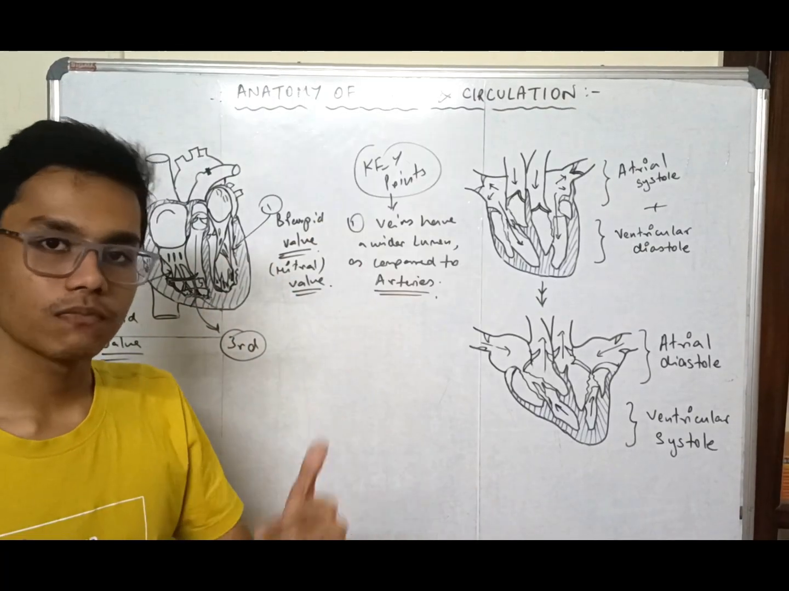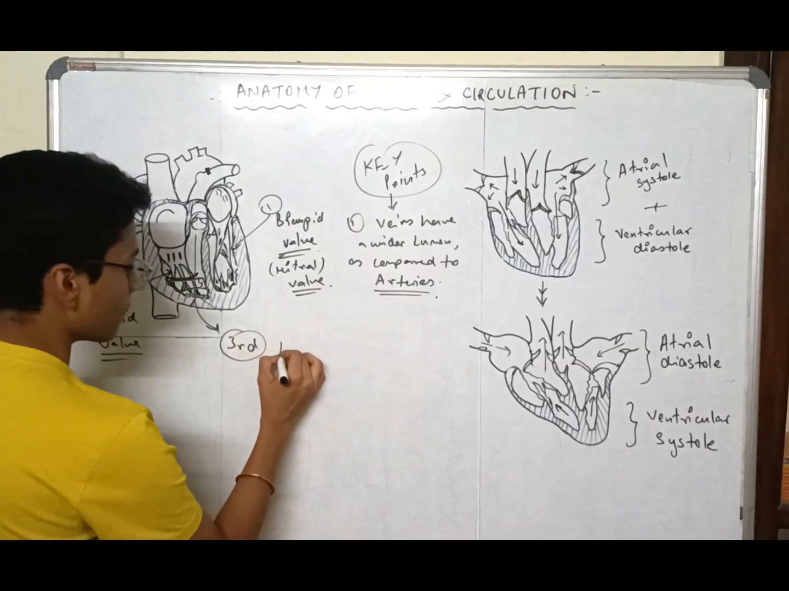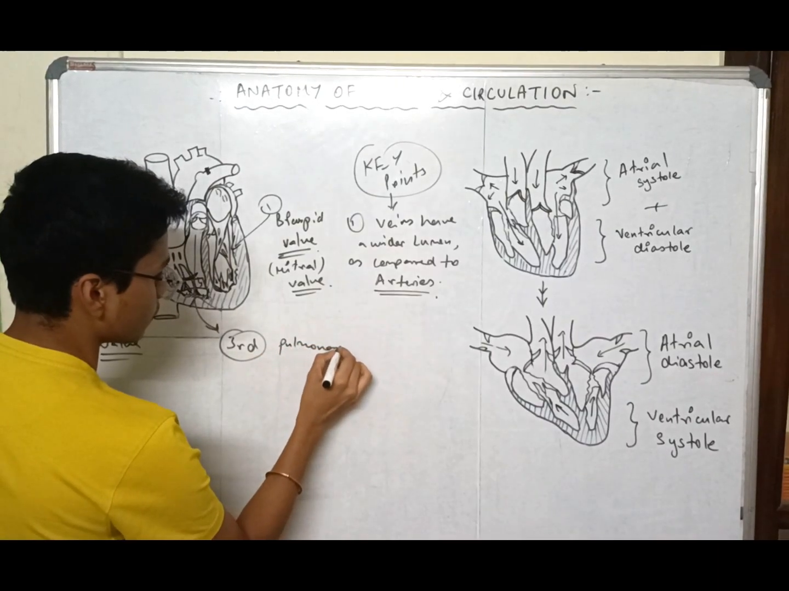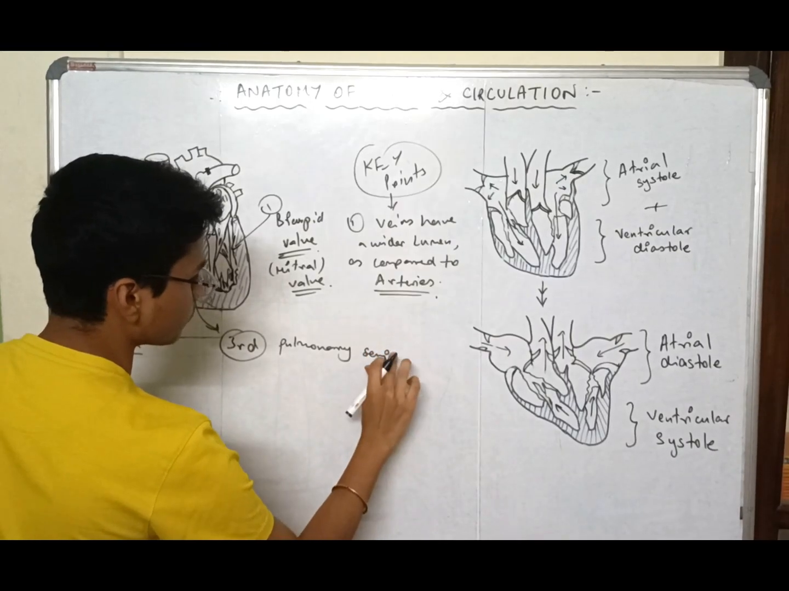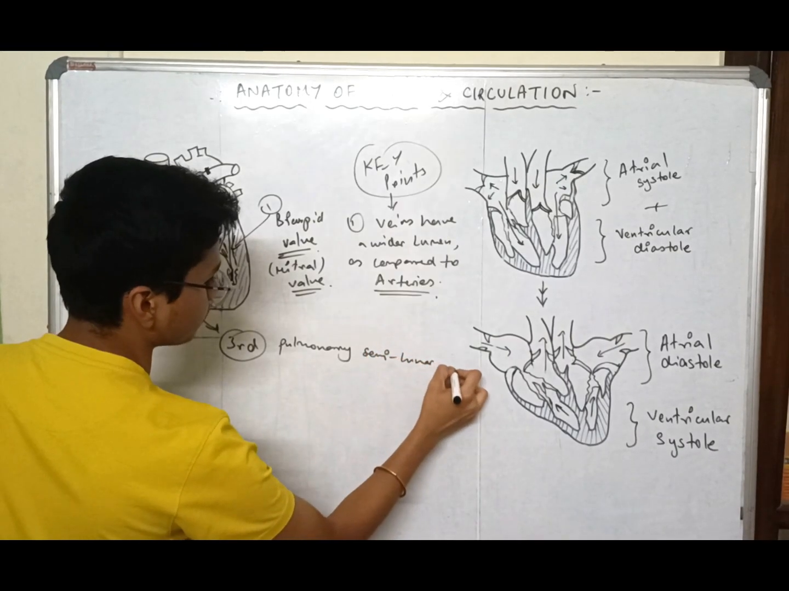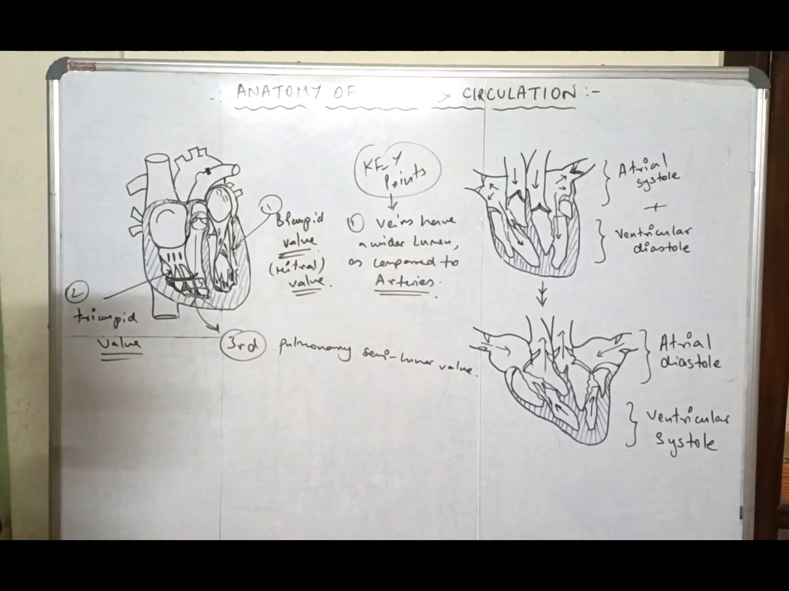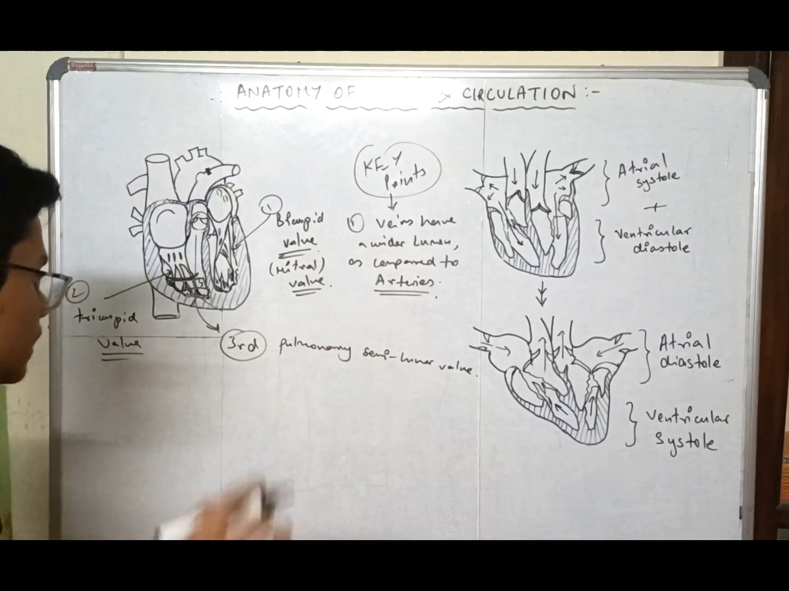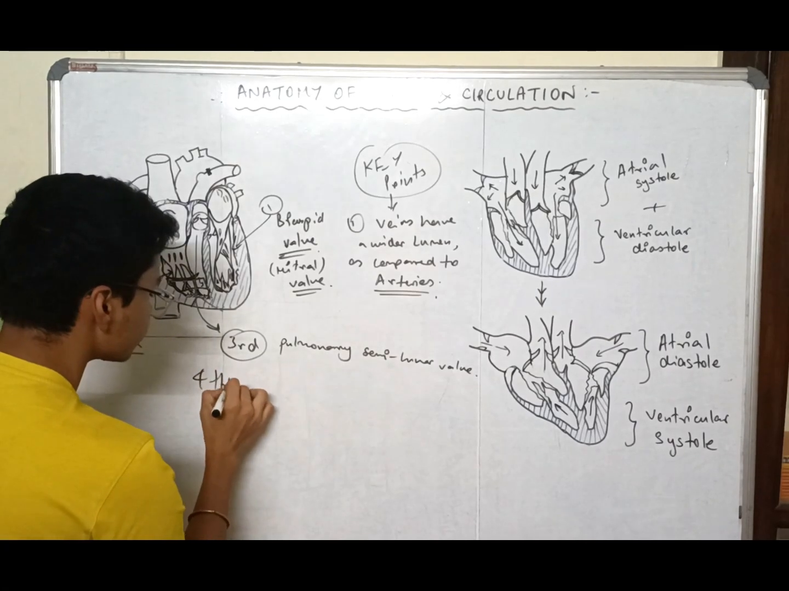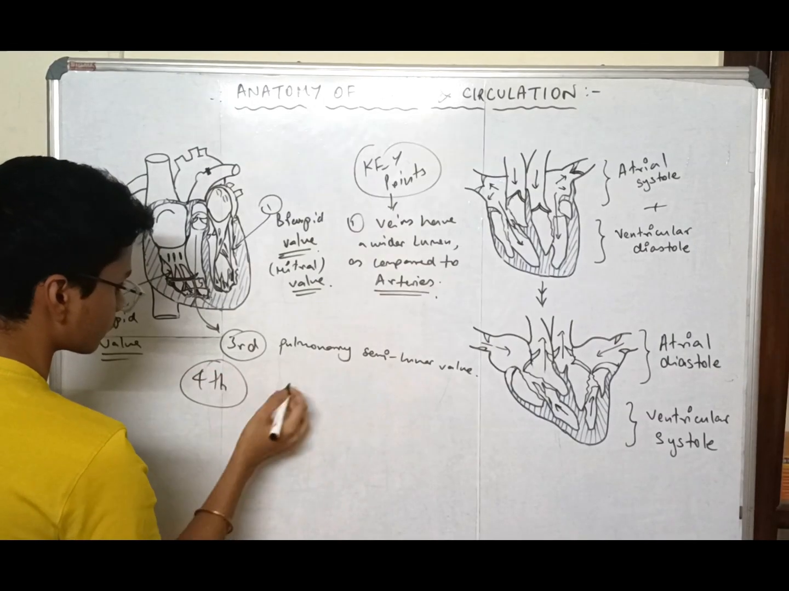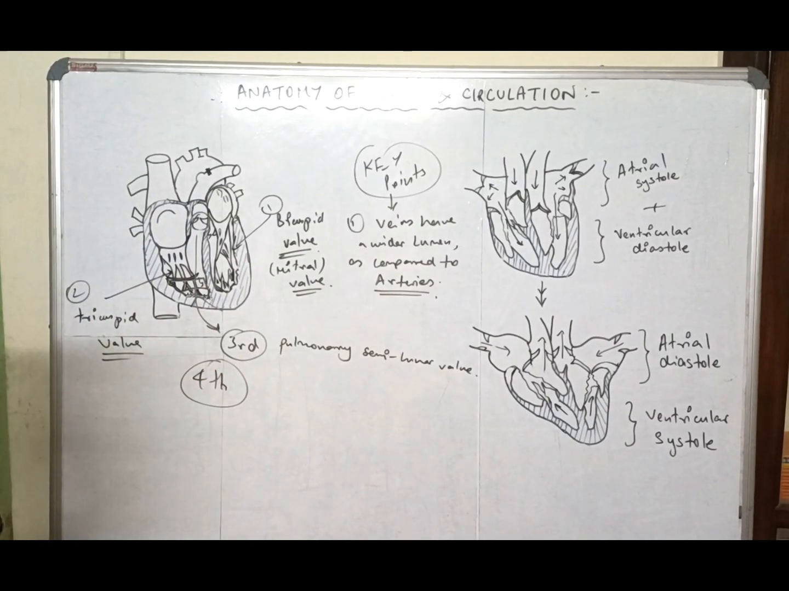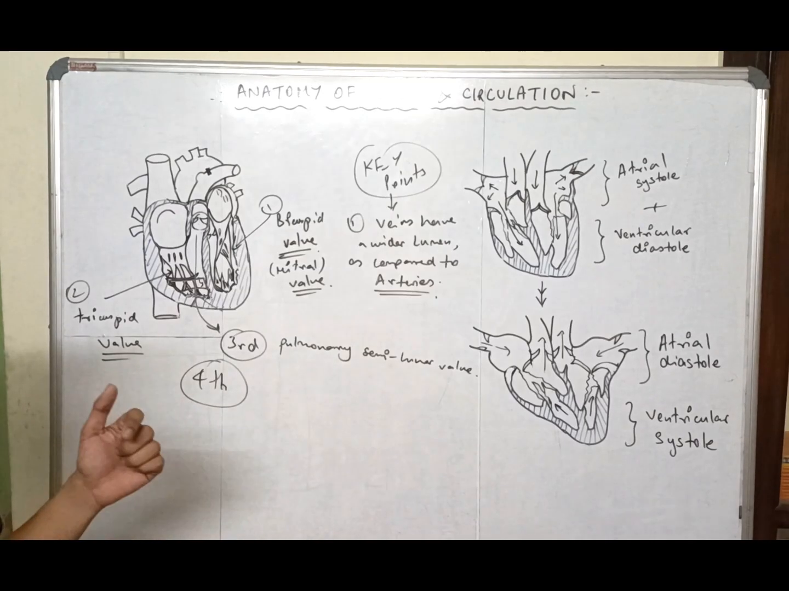So what can we name this? Pulmonary semilunar valve. Okay. This is one valve. And the 4th one, what can the 4th one be? Can it be aortic? Yes, you're absolutely right.